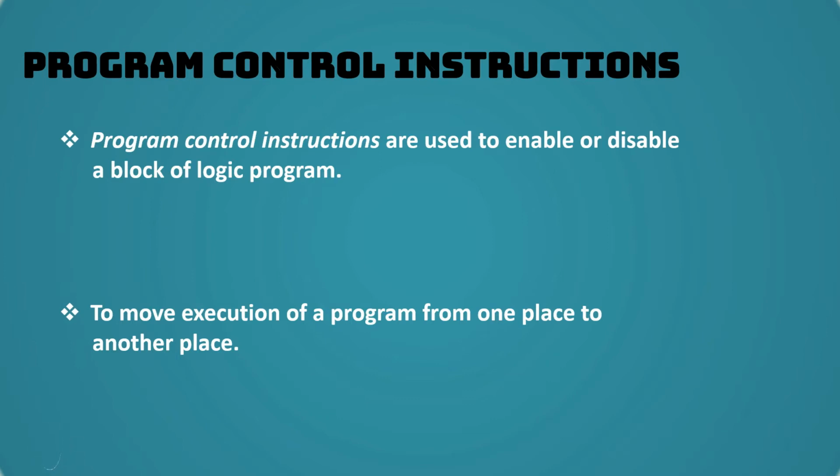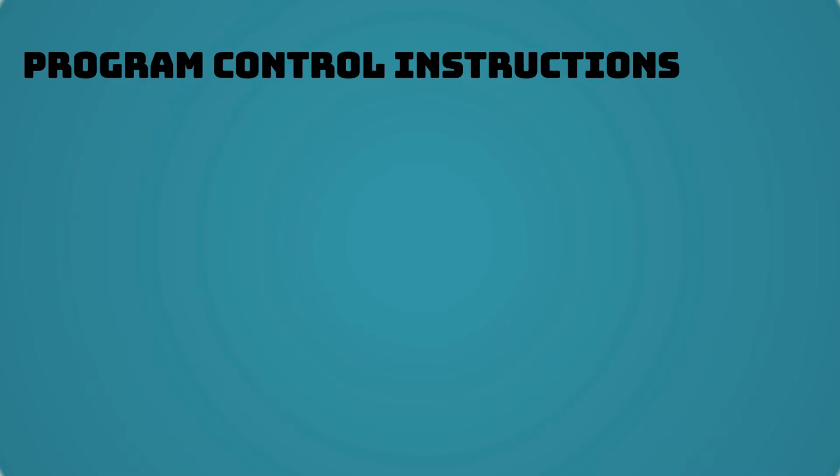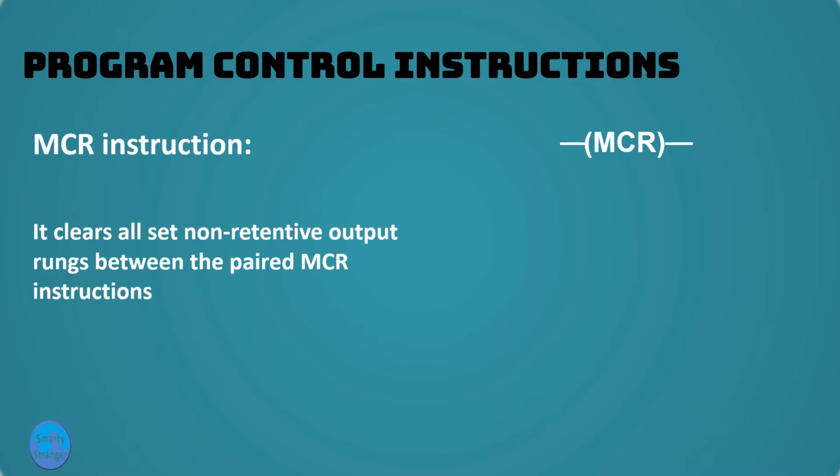The first member of this family is the MCR instruction, a short name for Master Control Reset. It clears all set non-retentive output rungs between the paired MCR instructions. Two MCR instructions are used to perform the function: one for the start of the MCR zone, and another to end the area. This instruction is also called a soft emergency stop.